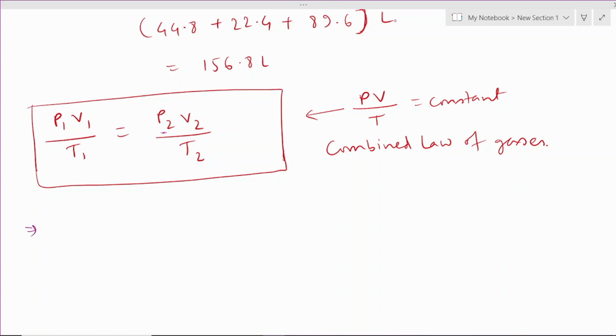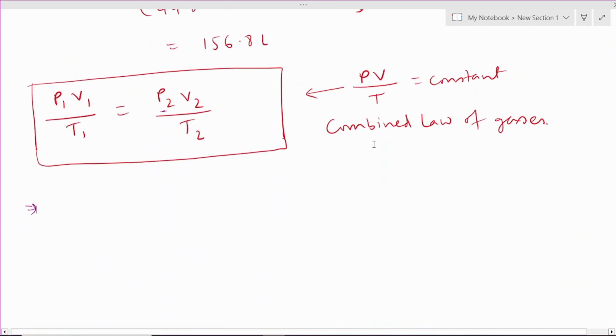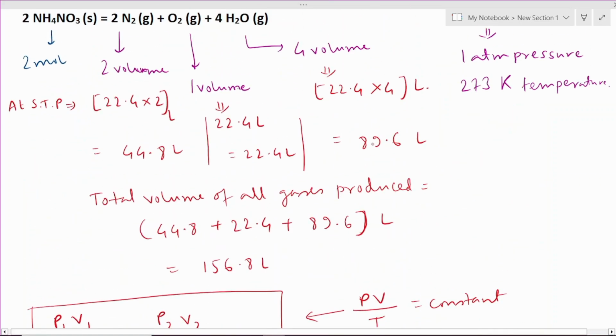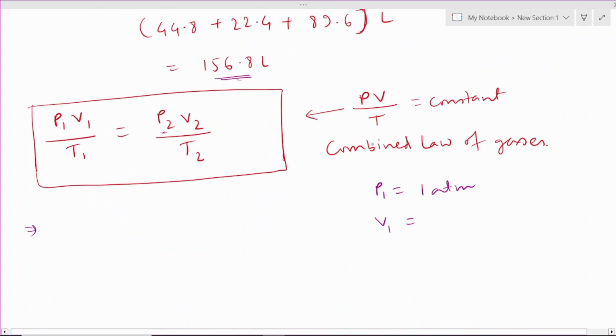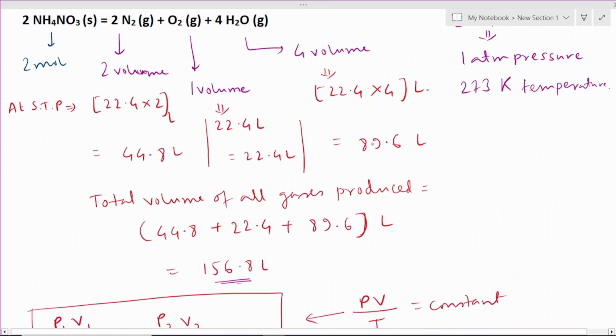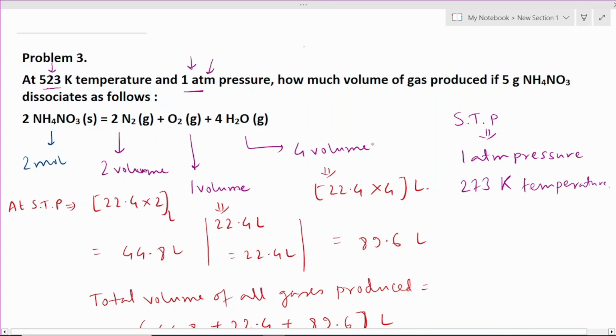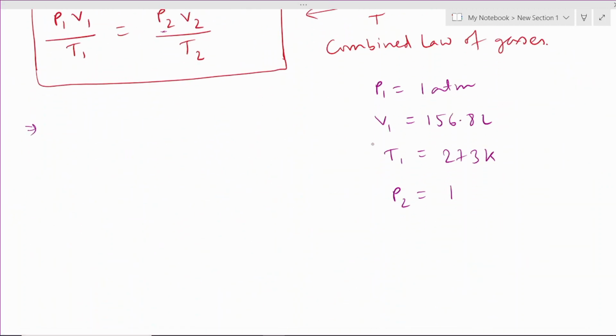So we have to put the values, where P1 is 1 atm, V1 is, we have calculated that at STP the total volume is 156.8 liter, so it will be V1, and T1 at STP the temperature is 273 Kelvin, and P2 in the reaction condition is 1 atm, and T2 is 523 Kelvin, and we have to calculate the V2.